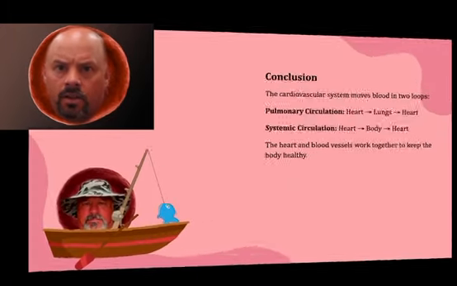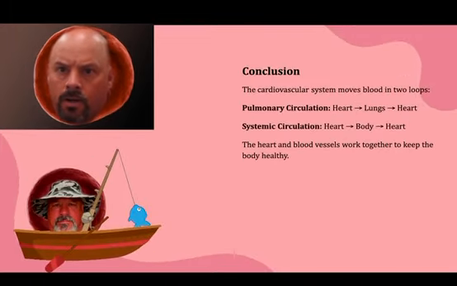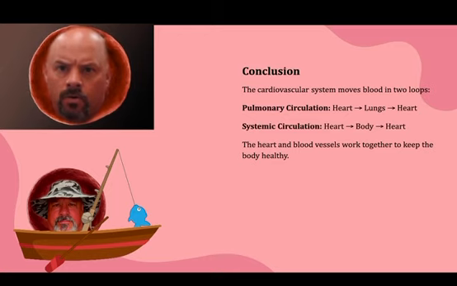The cardiovascular system moves blood in two loops, pulmonary circulation which goes from the heart to the lungs, back to the heart. Or the systemic circulation which goes from the heart to the body, and back to the heart. The heart and blood vessels work together to keep the body healthy.